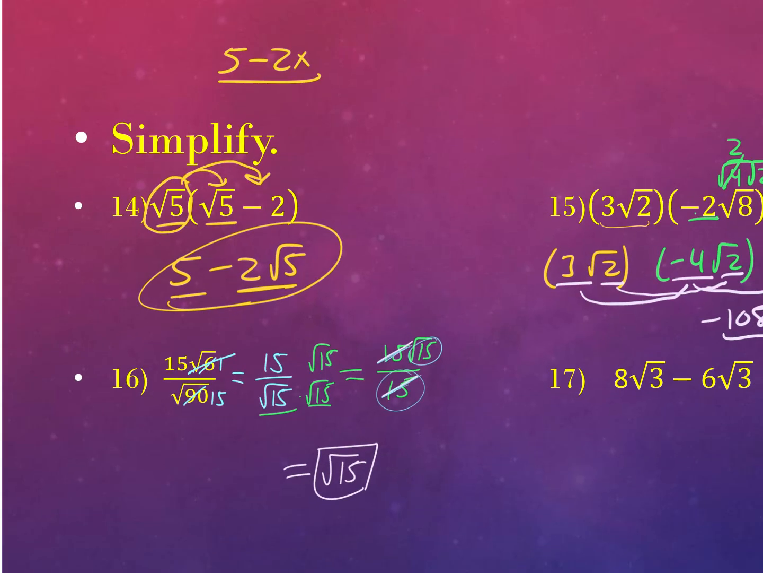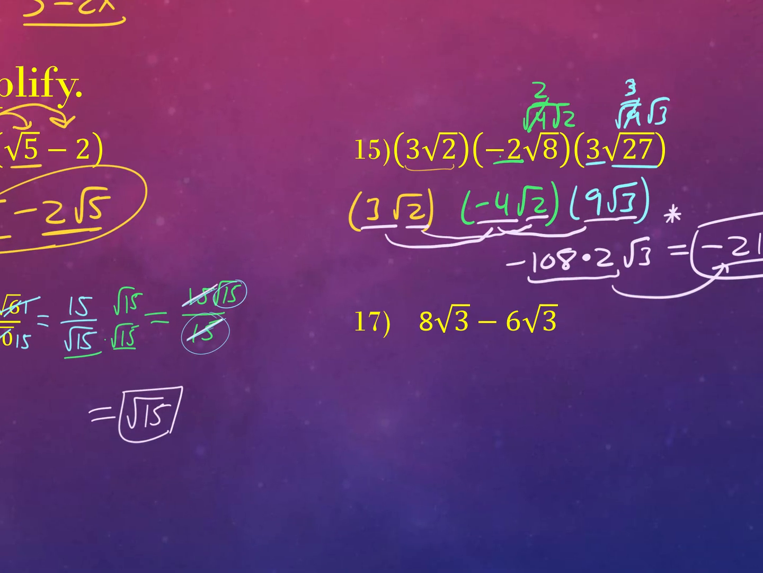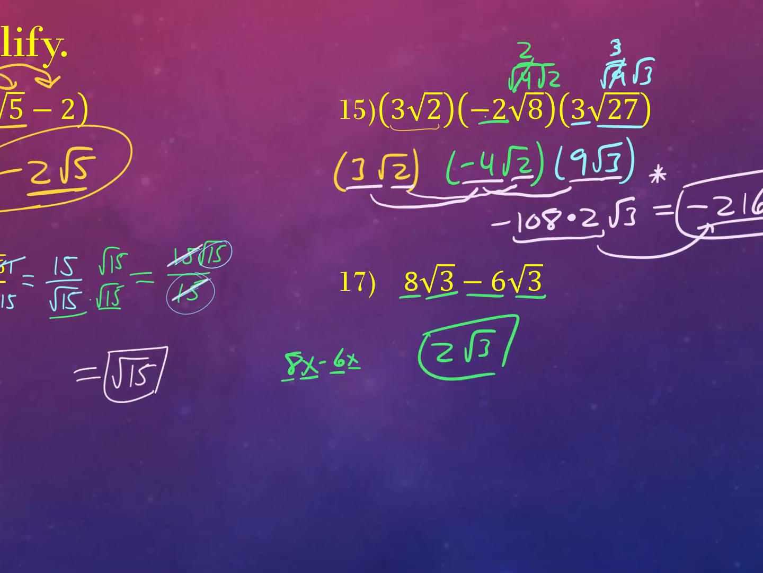All right. Now something like 17, I have 8 square root of 3 minus 6 square root of 3. These are like radicals, right? Just like how you combine like terms. If I had 8x minus 6x, those have the exact same variable, I can combine the coefficients, same exact here, right? 8 minus 6 is going to get me 2, and I keep the radical exactly the same.